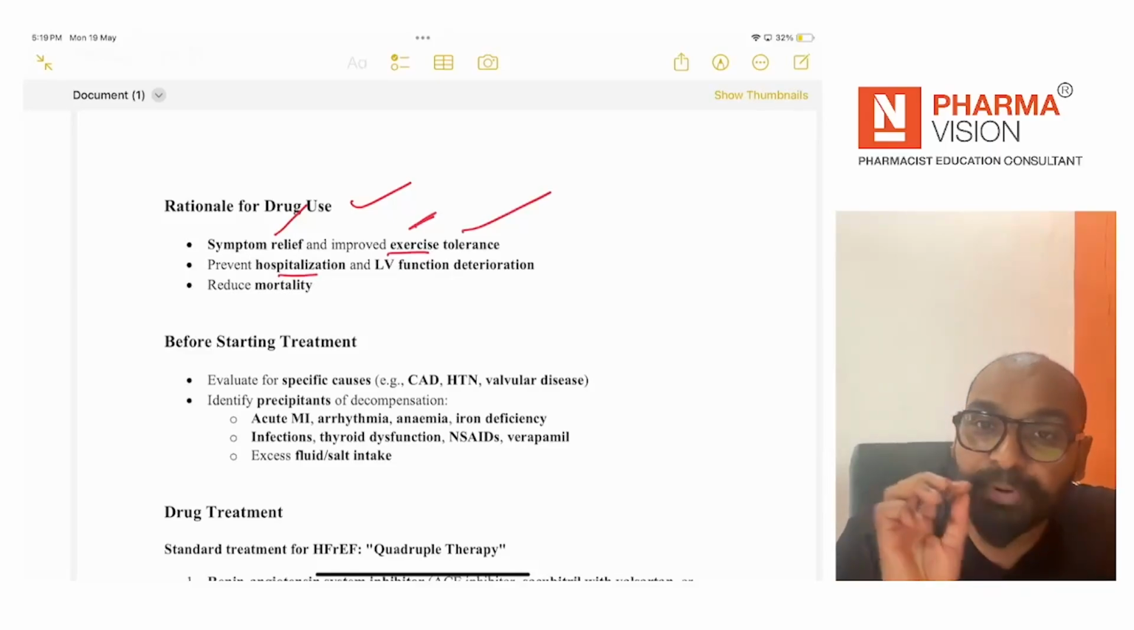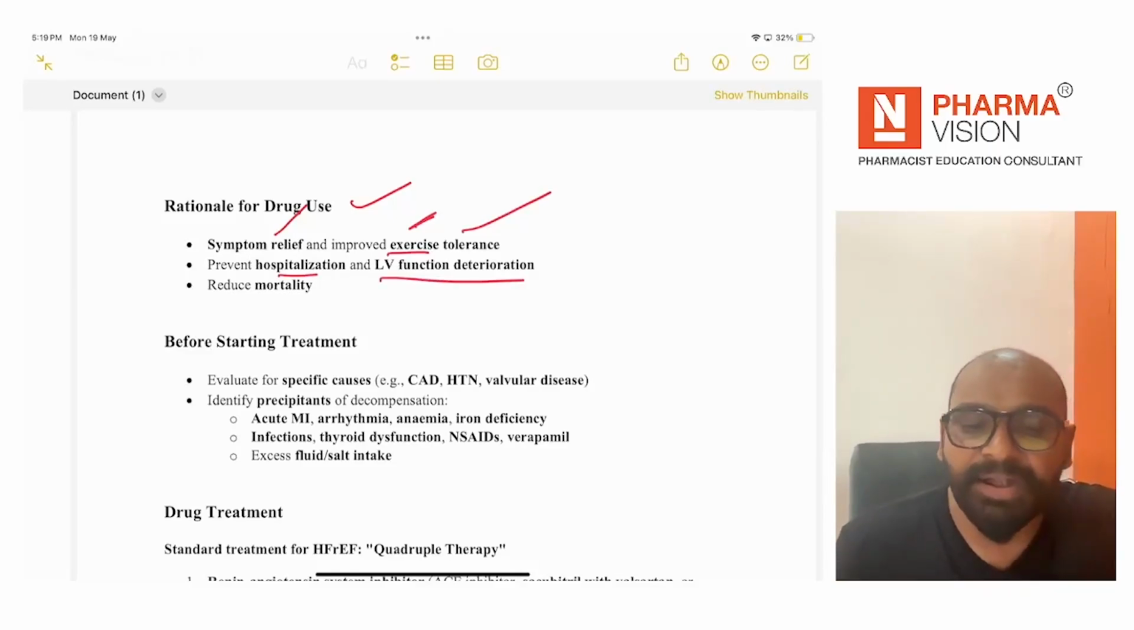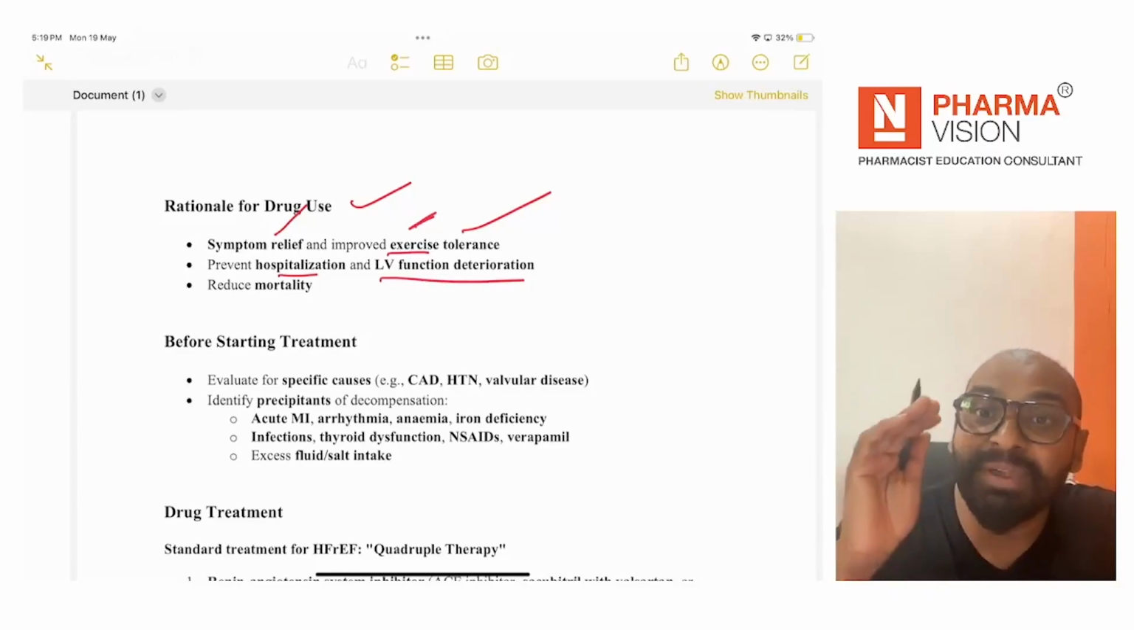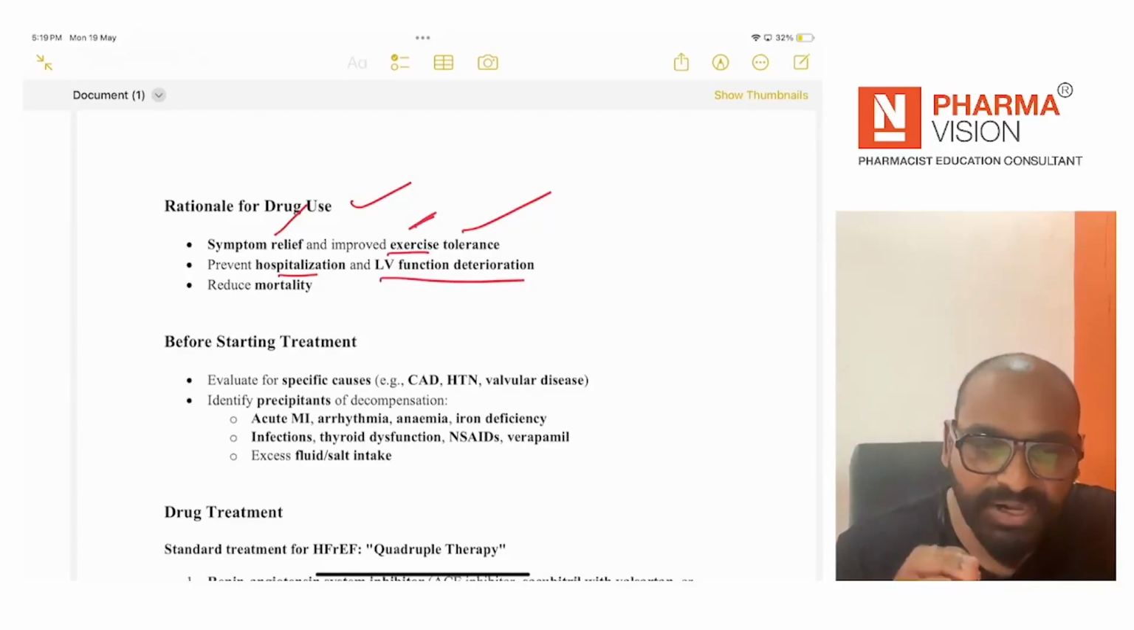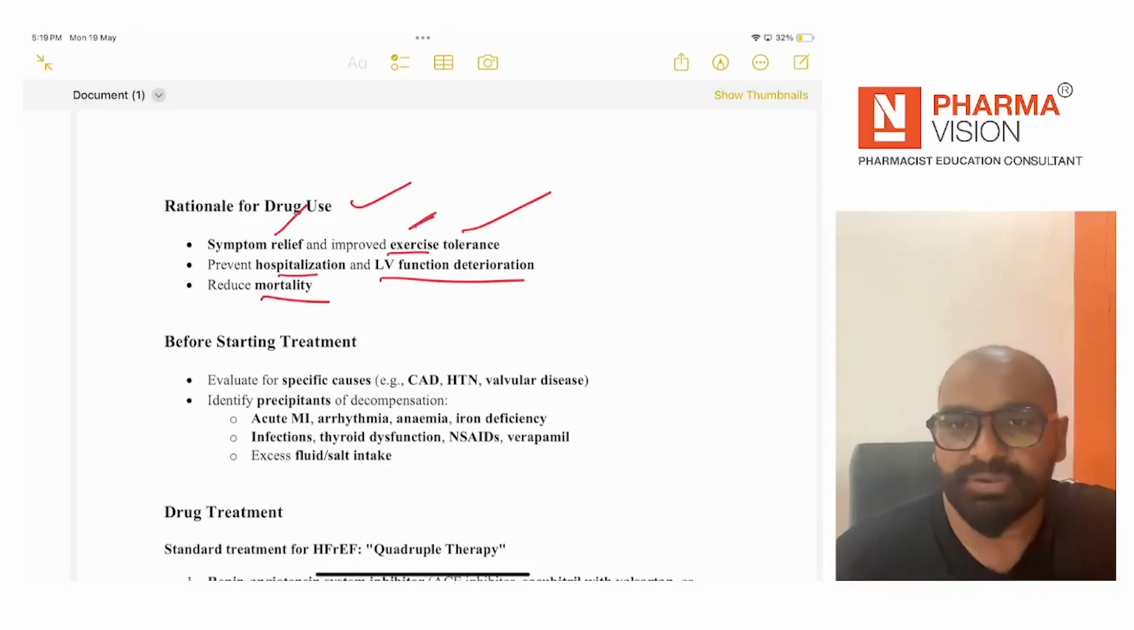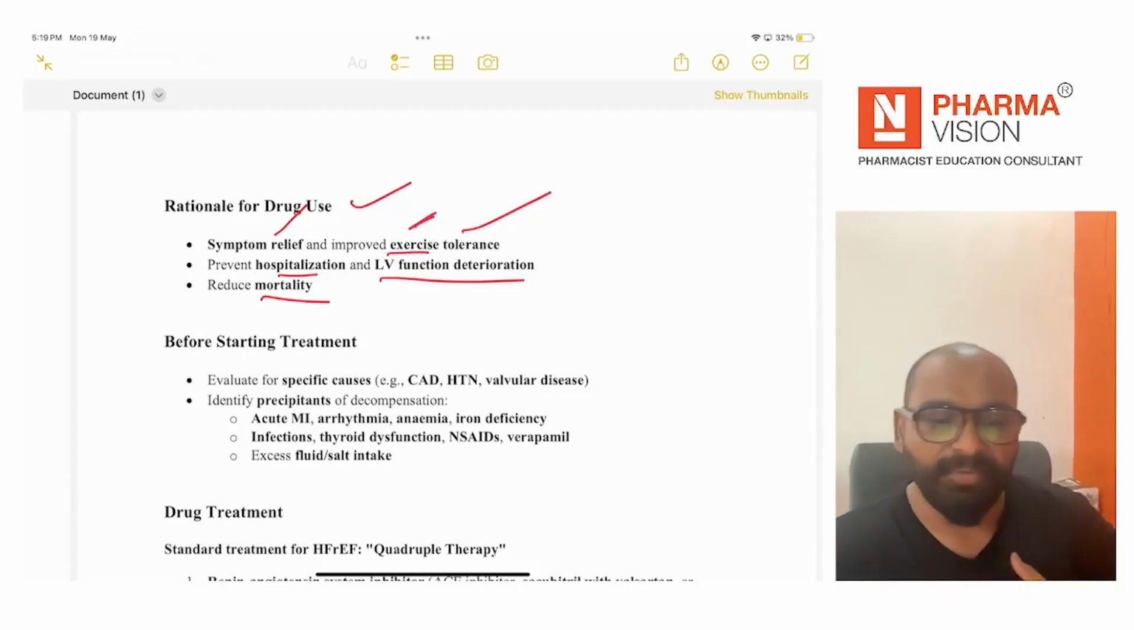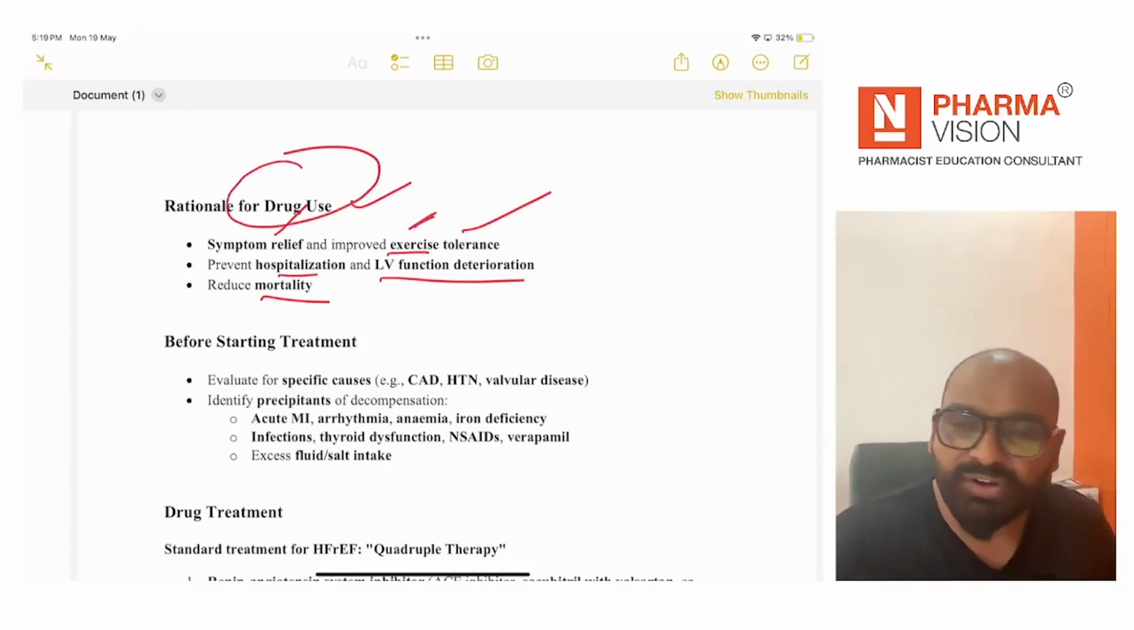Prevent hospitalization and minimize left ventricular function deterioration. These are the objectives. And reduce the mortality due to heart failure. This is the main rationale behind using the drugs.